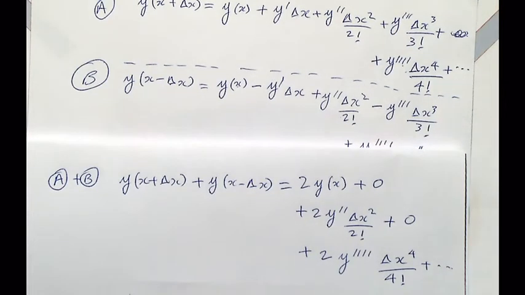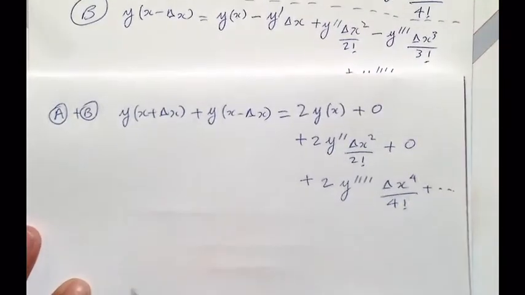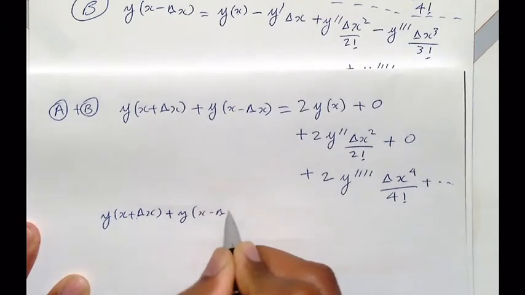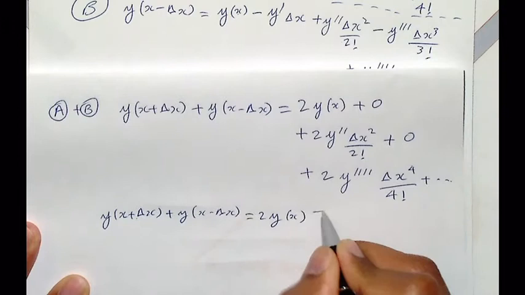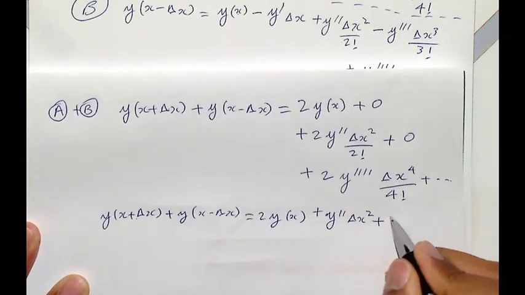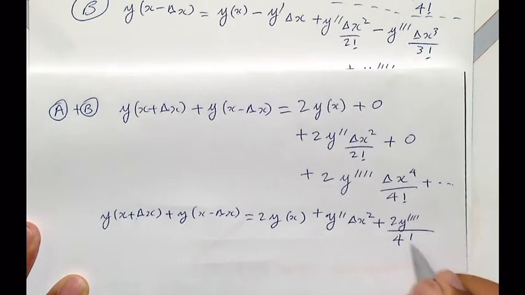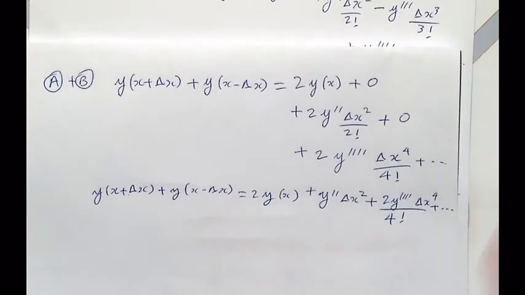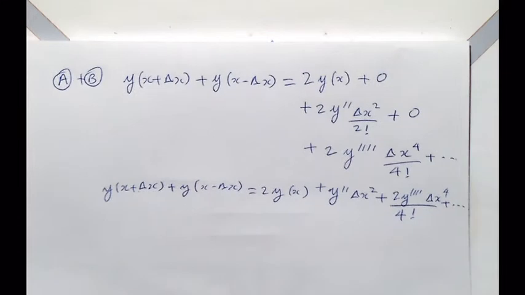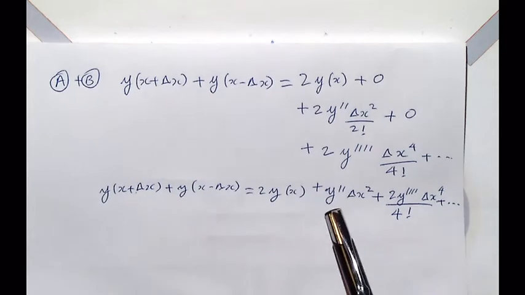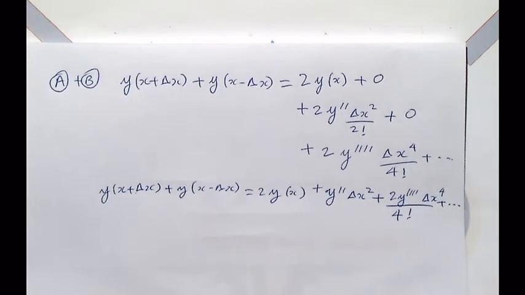All right, so let's clean it out a little bit. This becomes y(x plus delta x) plus y(x minus delta x) equals 2y(x) plus 2 over 2 factorial is y double prime delta x squared plus 2y fourth derivative over 4 factorial delta x to the 4 plus and so on. So tell me, what is this useful for? This is a numerical estimate for the second derivative. The first term here is the second derivative, and higher order terms are the fourth derivative, etc.